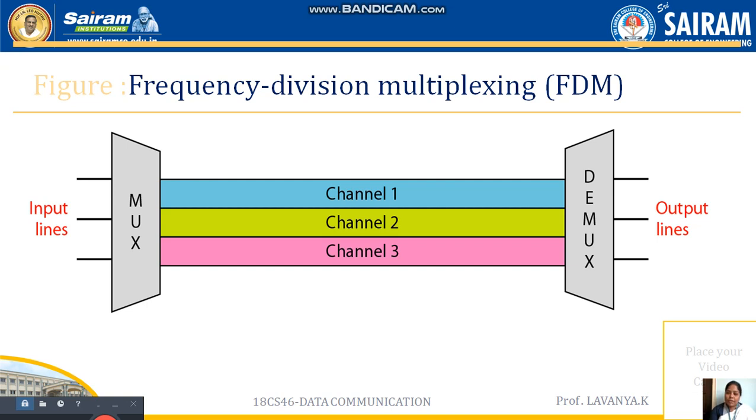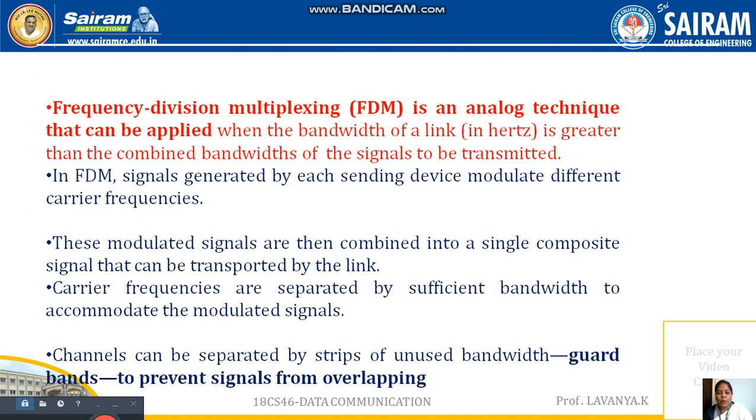In FDM there are two methods: frequency division multiplexing with the mux, and frequency division multiplexing with the demux method. First of all, what is frequency division multiplexing? Frequency division multiplexing is an analog technique that can be applied when the bandwidth of a link is greater than the combined bandwidth of the signals to be transmitted.